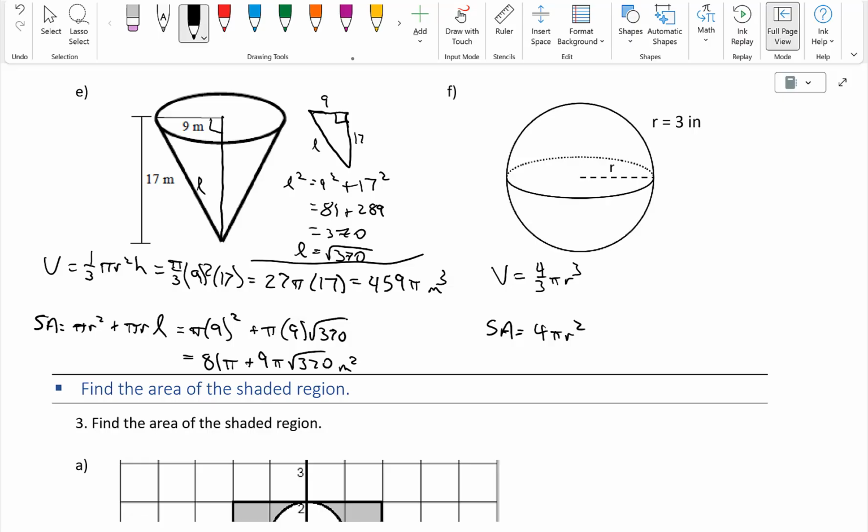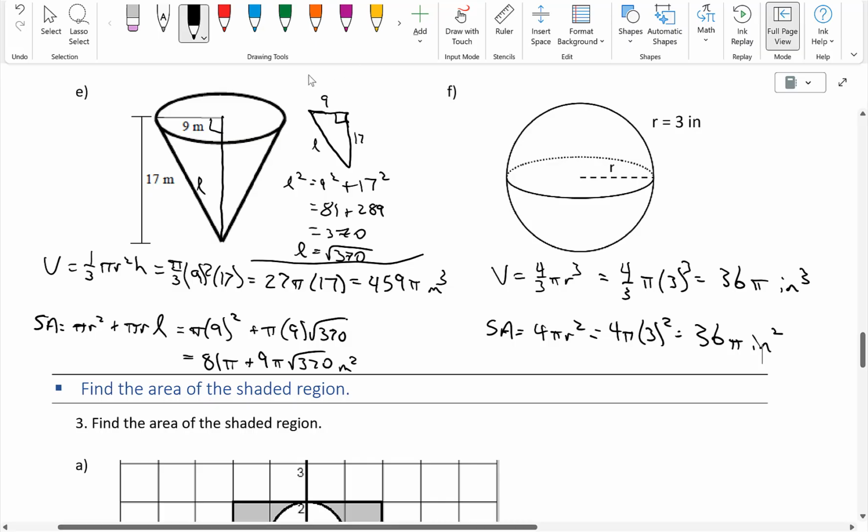So my r is 3. I've got that one here. Hopefully this is a little easier computation. 4/3 times pi times 3 cubed, which is 27, but we'll divide by 3 to give us 9, and that gives us 36 pi inches cubed. And then for our surface area, just 4 pi times 3 squared. So 9 and 4 gives us 36 pi inches squared there.